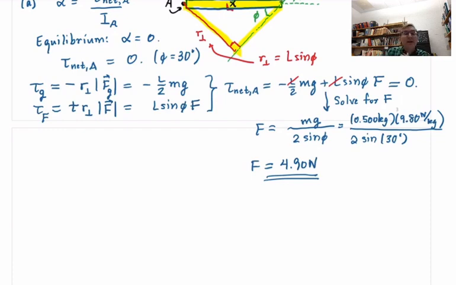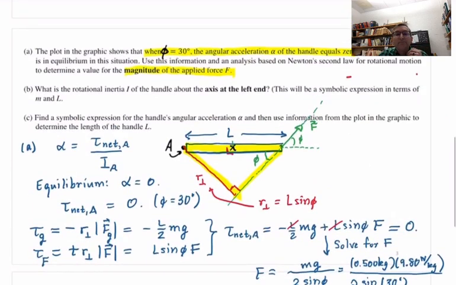Okay, we applied Newton's second law for rotational motion in the situation where there happened to be 0 rotational motion. And so then Newton tells me in that case that the net torque about the axis must equal 0. I used that fact to solve for the magnitude of that applied force. Now let's look at B.